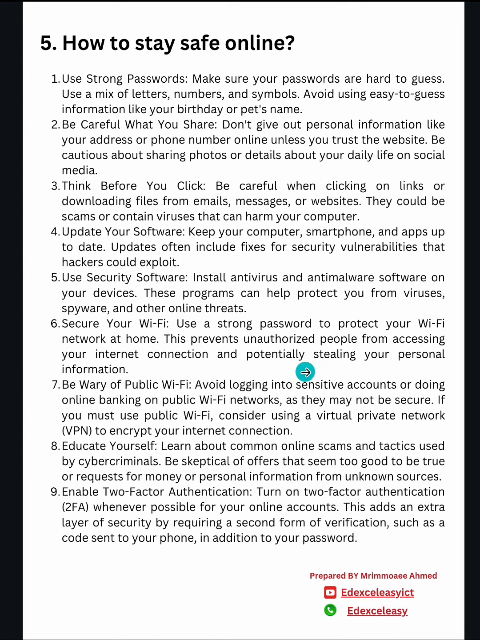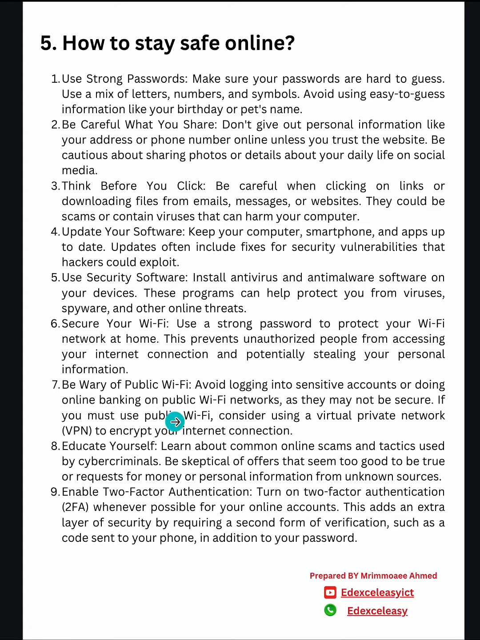Secure your Wi-Fi, that means for the Wi-Fi you can use a strong password, because why do we need to secure the Wi-Fi? If someone accesses our Wi-Fi, they are able to get the IP address of each and every device, and when a hacker gets the IP address, by using the IP address they can access your device as well. So that is one of the reasons we have to secure our Wi-Fi with a strong password.